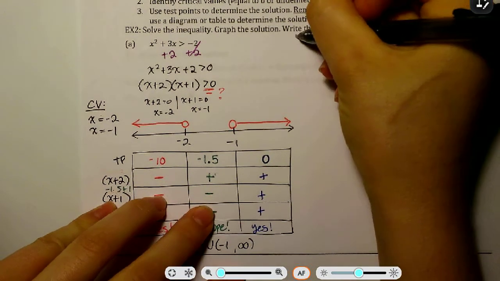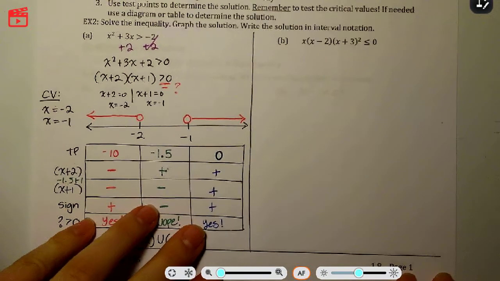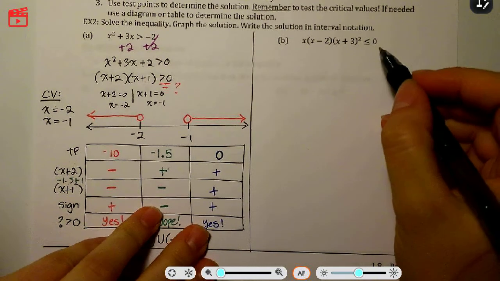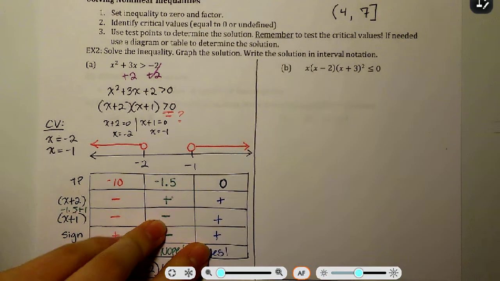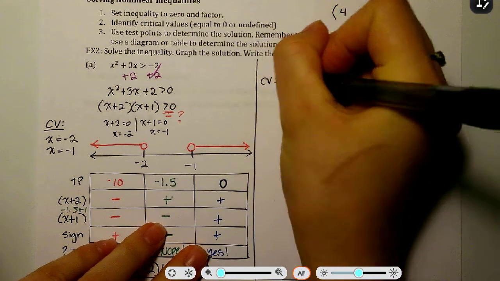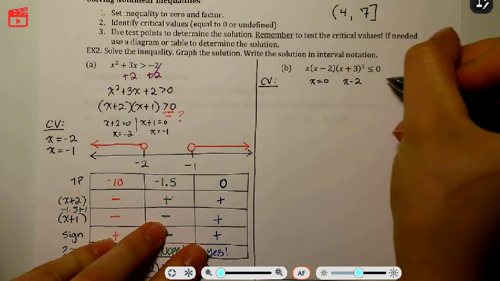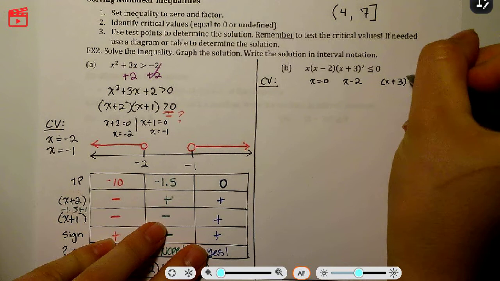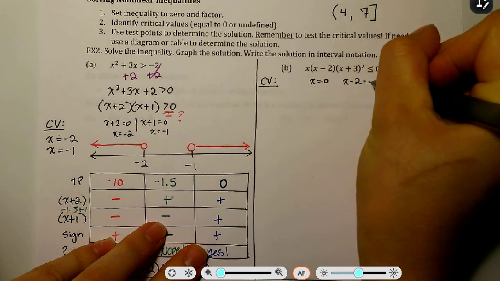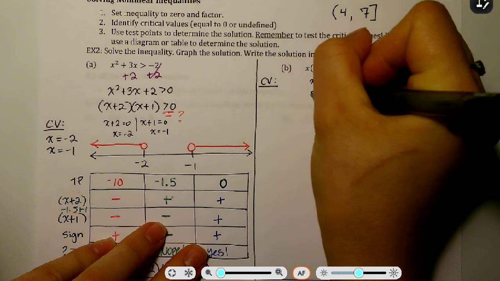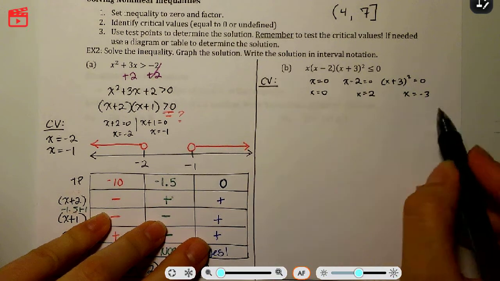Okay, let's go ahead and try part B. Oh, well, this is nice. It's already set to 0, so we don't have to do the first step. The second step is to identify the critical values. Okay, so let's write this out. Critical values. Well, setting each of the factors to 0 to find my critical values. That's going to end up being x equals negative 3, x equals 2, and x equals 0. So those are my critical values. And if you want to leave them on the side like this, as long as it's labeled, that's good.